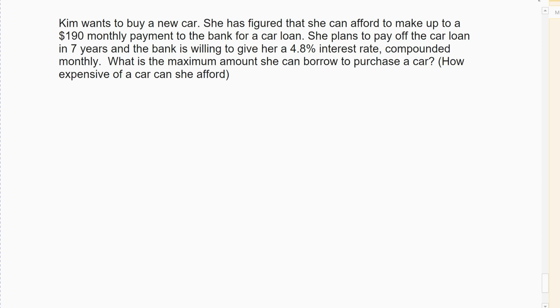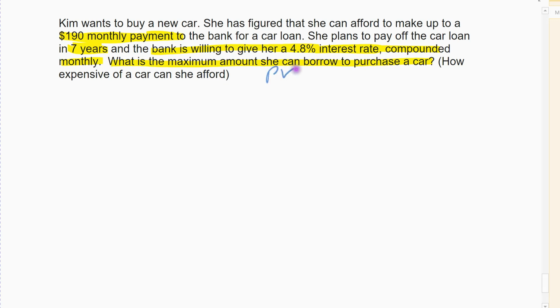She's figured that she can afford, based on how much she gets paid and all of her other bills, payments of $190 per month. All right, she's talked to the bank, and they're willing to give her a 7-year loan at 4.8% interest compounded monthly. What's the maximum amount she can borrow to purchase a car? Again, how big of a loan can she get to buy her car?